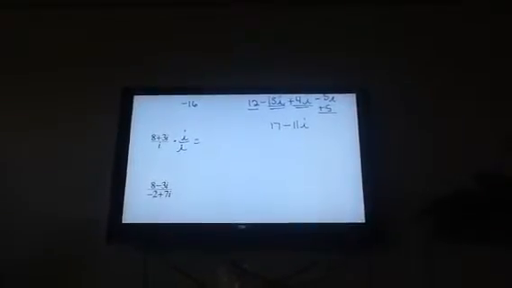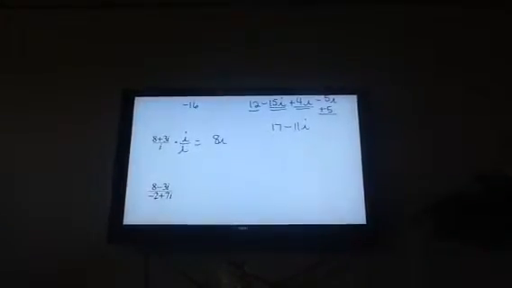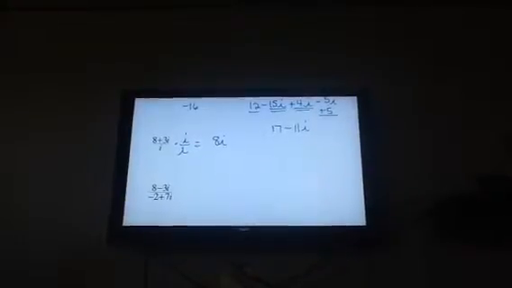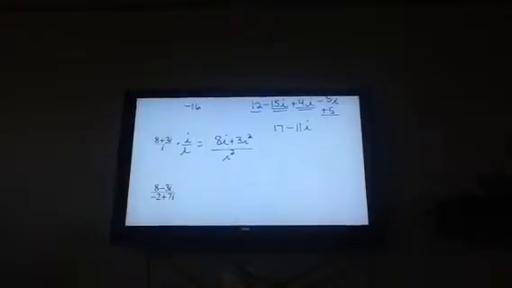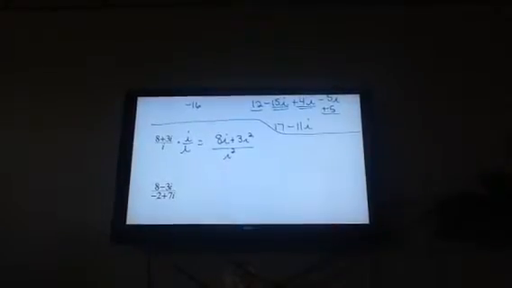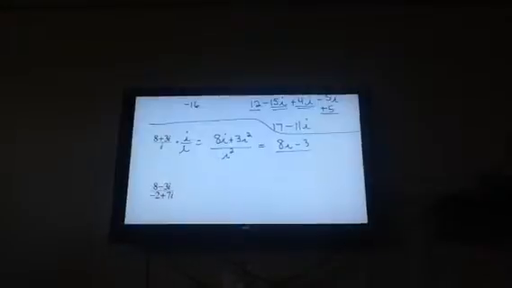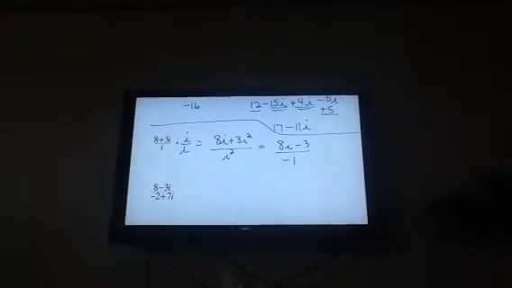And in my numerator, I'm going to distribute. 8 times i is 8i. 3i times i is positive 3i squared, over i times i is i squared. So in my numerator, my plus 3i squared is just minus 3. And in my denominator, i squared is negative 1.